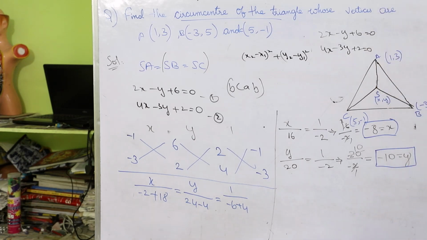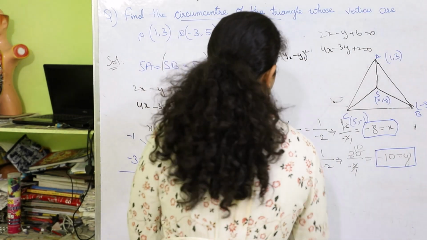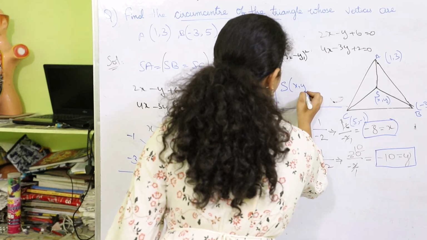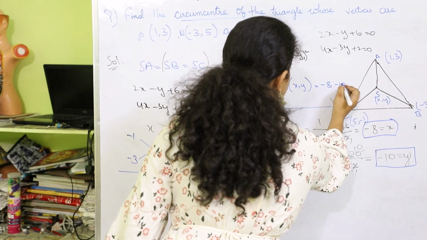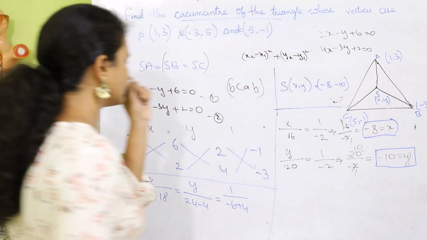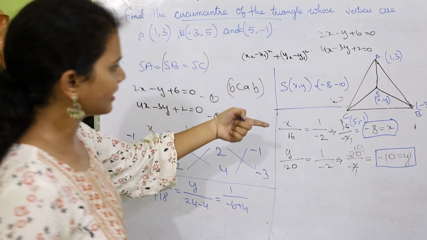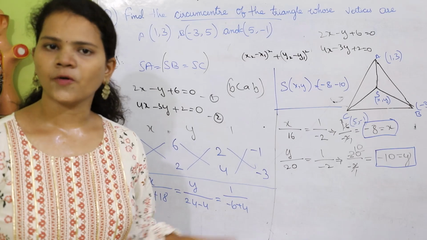So by this whole process I can say S is equal to x comma y, right? So these x comma y values are what? Minus 8 comma minus 10, where x value is minus 8 and y value is minus 10. I can say the circumcenter of the given triangle is minus 8 comma minus 10. Clear? Hope you got it. Thank you.